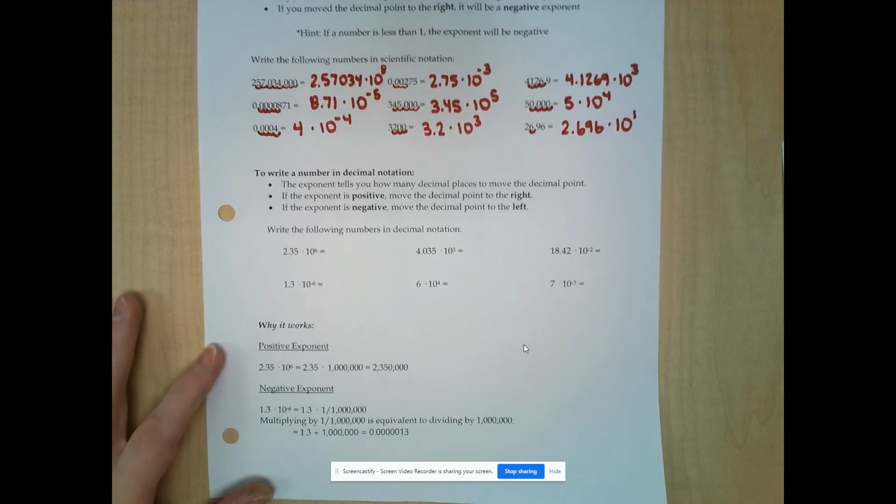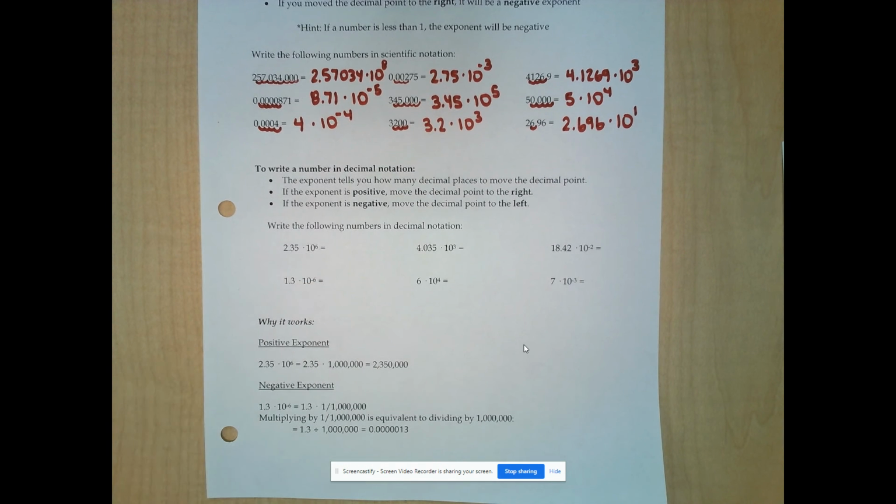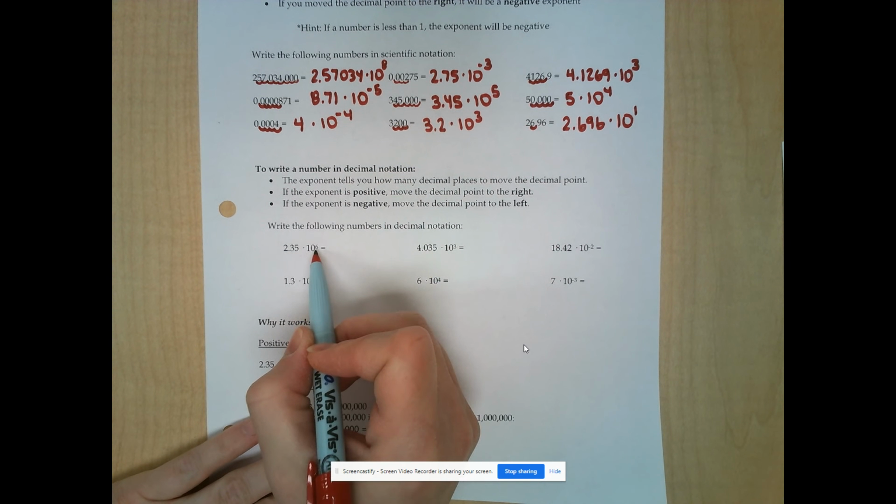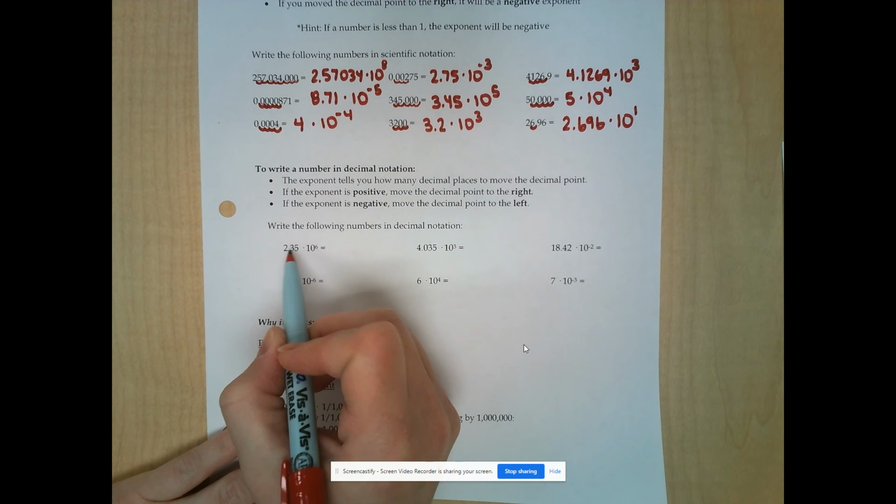What if we're going in the opposite direction? What if something is in scientific notation and you're trying to take it back out to standard notation, which means it doesn't have the times the power of 10 anymore? So positive exponent means you need to be expecting a large number.